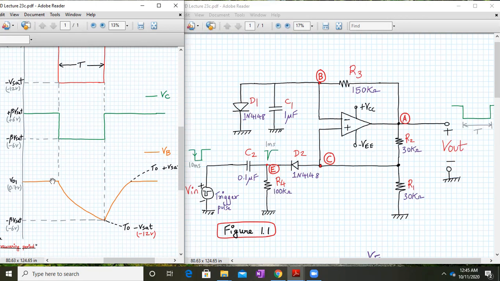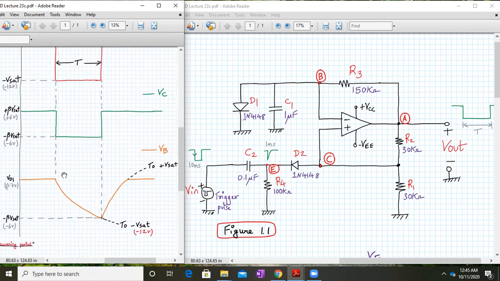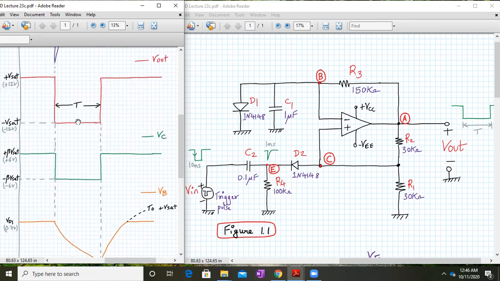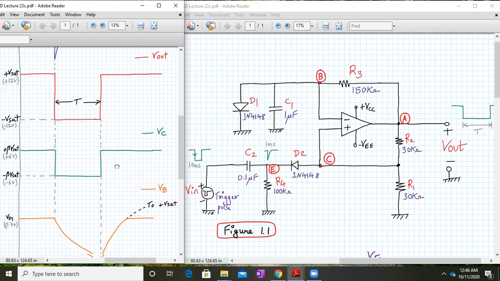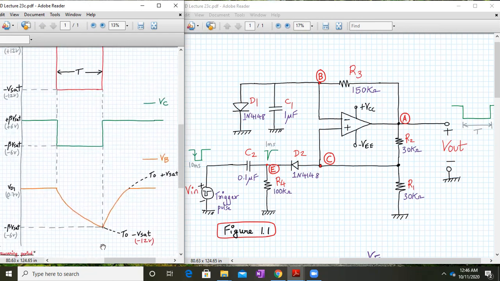Over here, initially we see that we have a diode voltage VD1, which is around 0.7. We have seen in the theory why it happens. Then whenever the output goes low, the capacitor starts charging towards the negative Vsat value, which is around -12. And then after some time, once the output pulse goes again to the positive Vsat value, it starts charging, and it should charge up to plus Vsat. So these are the waveforms.